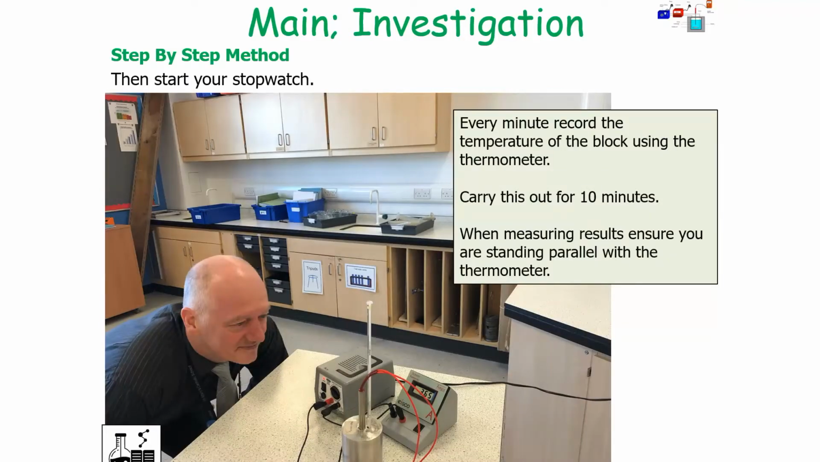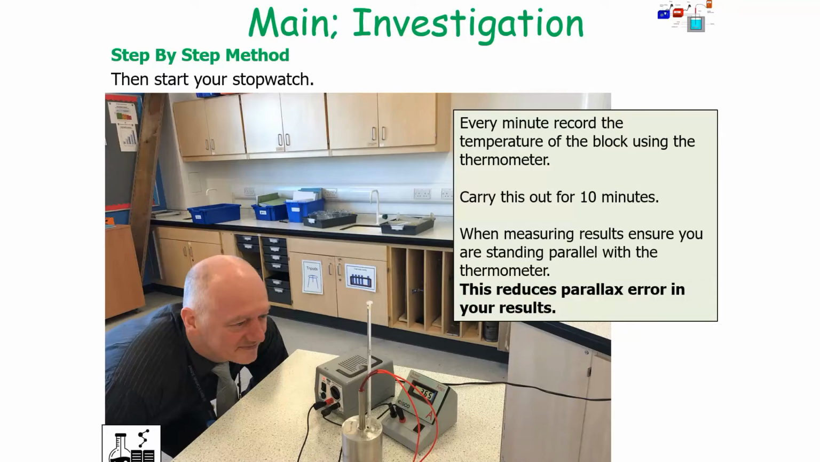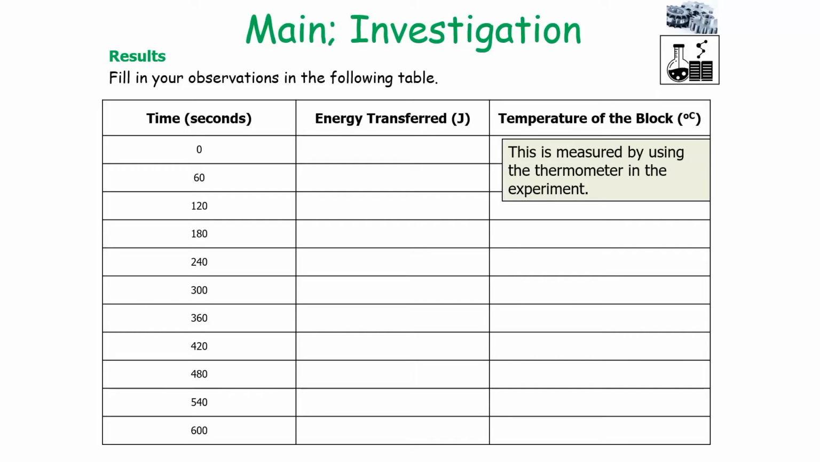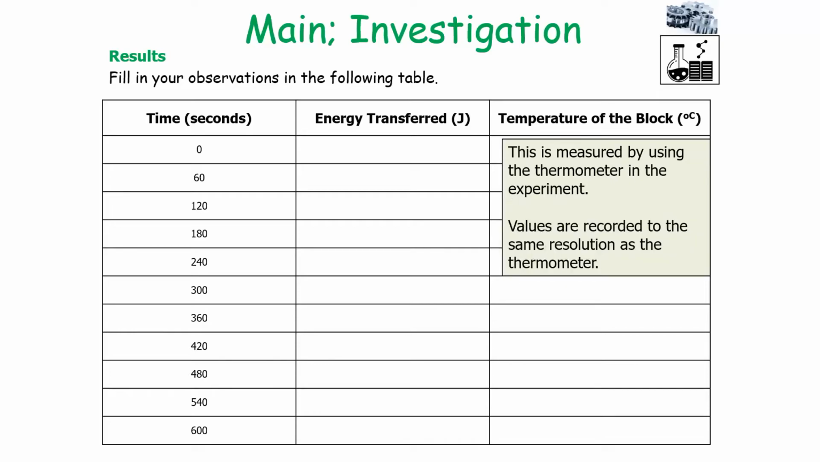Now remember, when measuring the results, ensure you stand in parallel with the thermometer, because this will reduce the parallax error in the investigation. Now when you record your results, you'll record them in the following table with time in seconds, energy transferred in joules, and the temperature of the block in degrees Celsius. Now the temperature of the block will be measured by the thermometer in the investigation, so the value should be recorded to the same resolution as the thermometer.